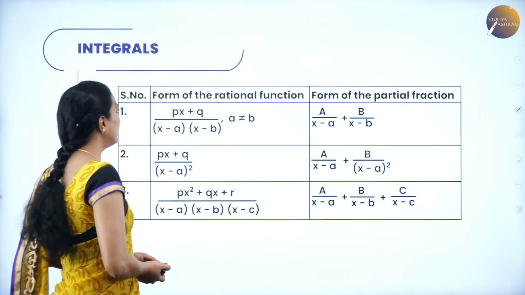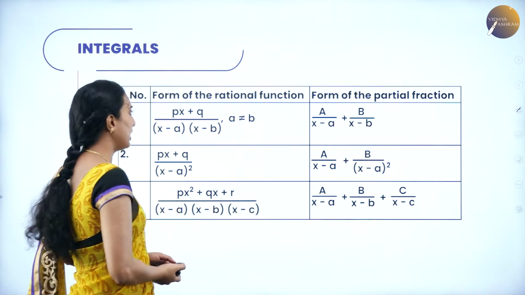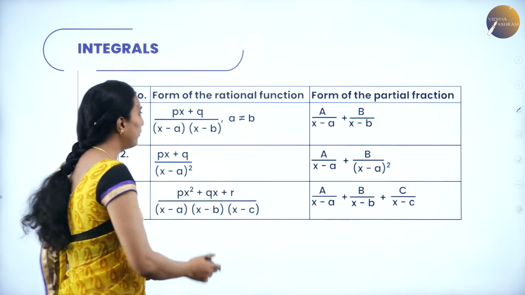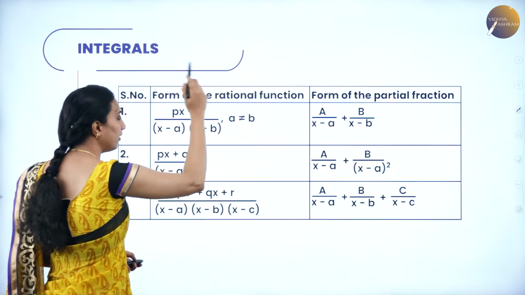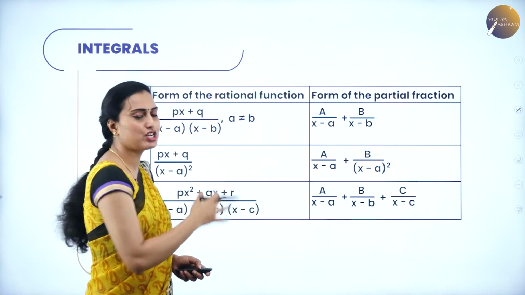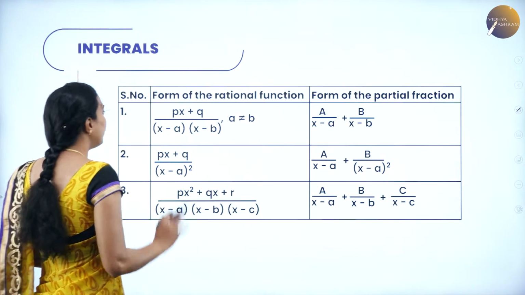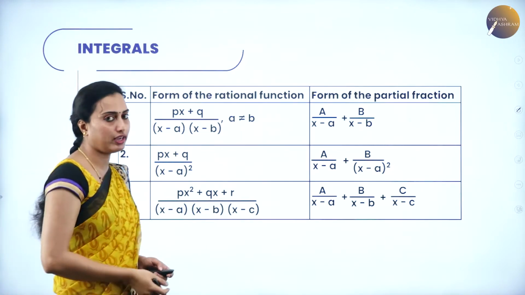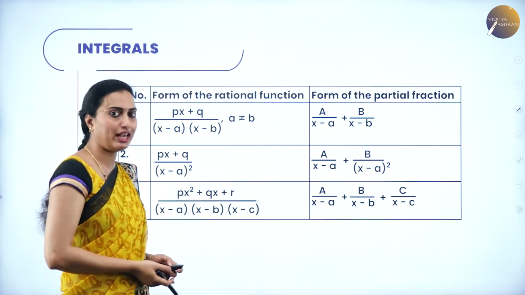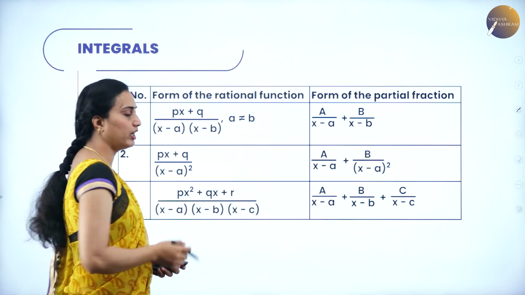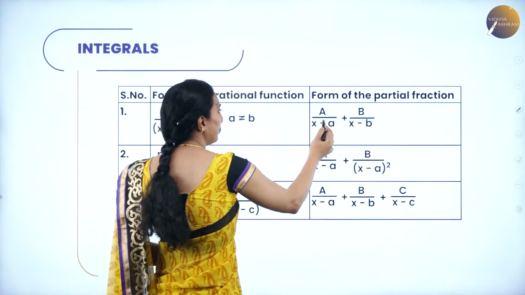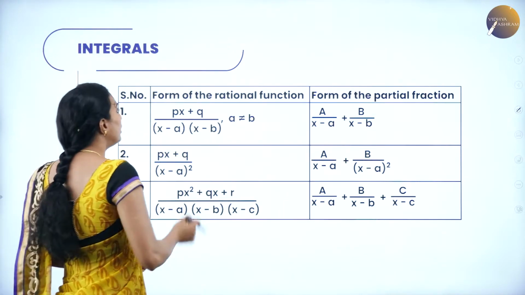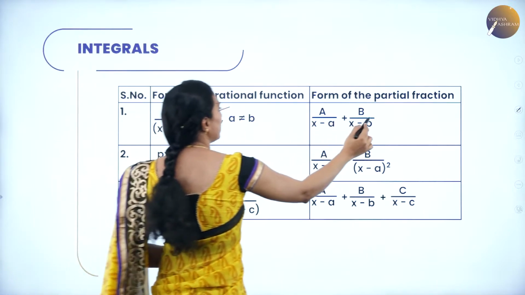Now we'll move on to the table, which gives a rational function and the form of its partial fraction. They will be given in the form of a rational function, and you are going to convert that rational function into partial fractions. Now here, if it is given in the form px plus q divided by x minus a into x minus b, where a is not equal to b (if a equals b, you are going to get a quadratic), here you are going to have A divided by x minus a plus B divided by x minus b. So if it is in this form, you write the partial fraction like this.